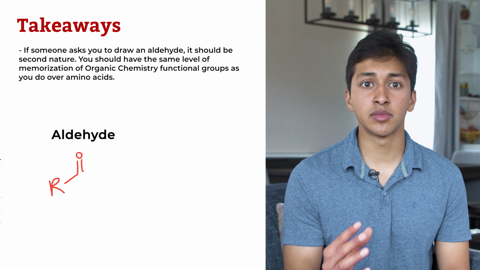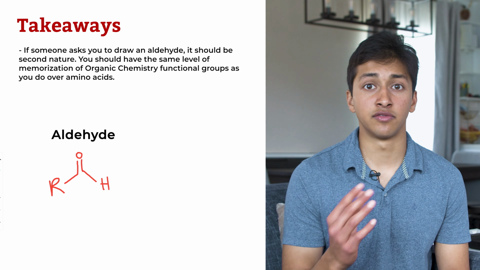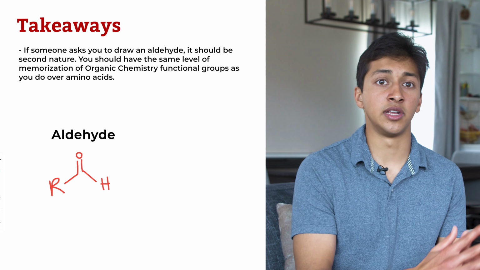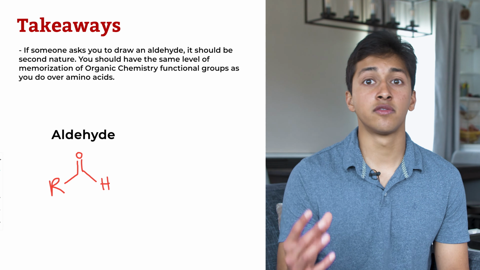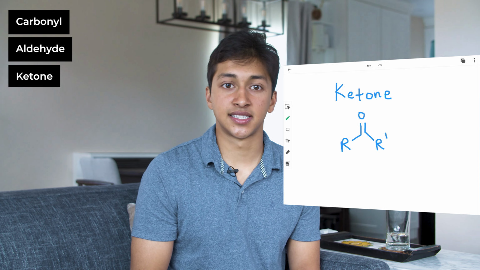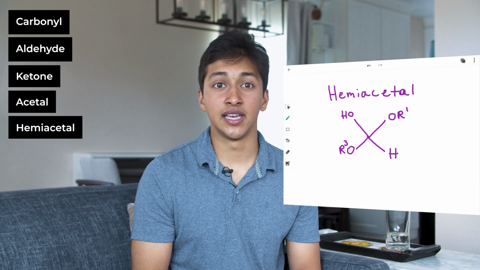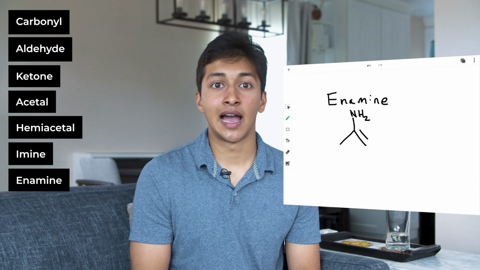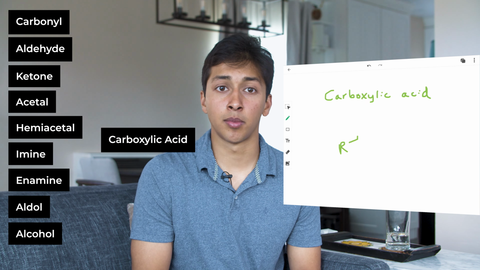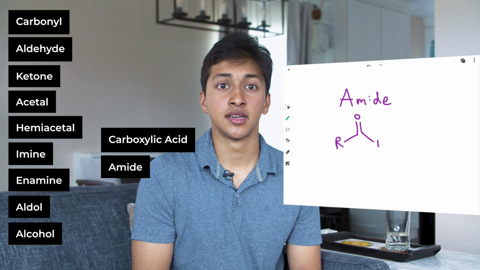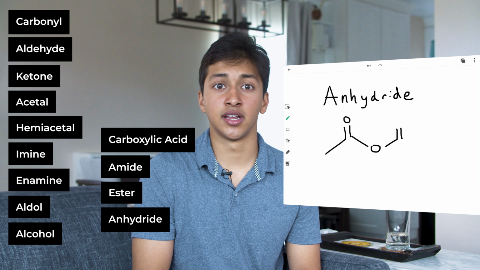You should have the same level of memorization of organic chemistry functional groups as you do over amino acids. So you should know what the following functional groups look like at a bare minimum: carbonyl, aldehyde, ketone, acetal, hemiacetal, imine, enamine, aldol, alcohol, carboxylic acid, amide, ester, anhydride, and phenol.